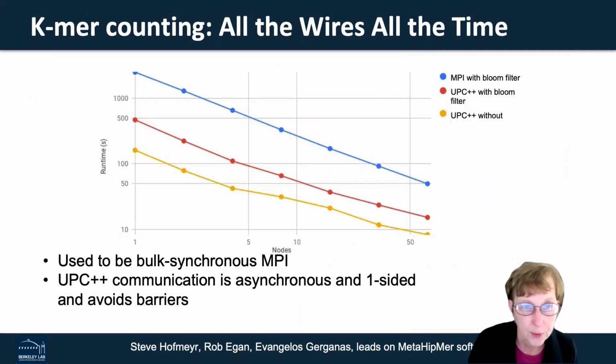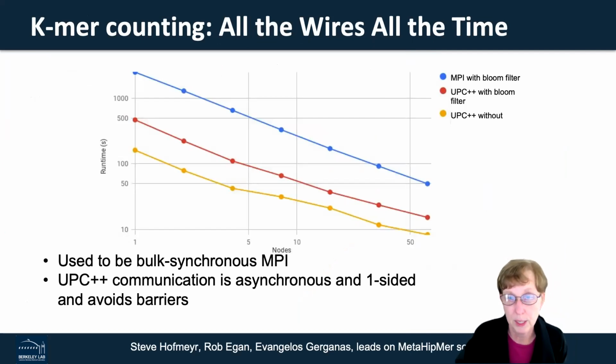And just looking at the difference in performance between the bulk synchronous version, this is the blue line here, and the red line. So the blue line has a Bloom filter, which is really used to reduce space, not to reduce running time.